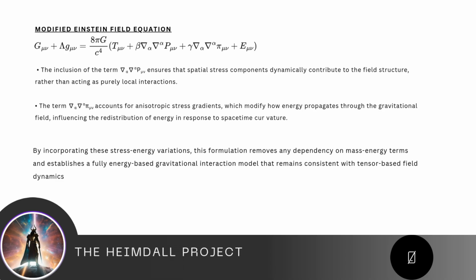The inclusion of these two terms account for spatial stress and isotropic stress gradients. And they both modify how energy propagates through the gravitational field, once again influencing redistribution of energy in response to space-time curvature. This basically says what Eric Verlinde says. It's all about entropy, baby.